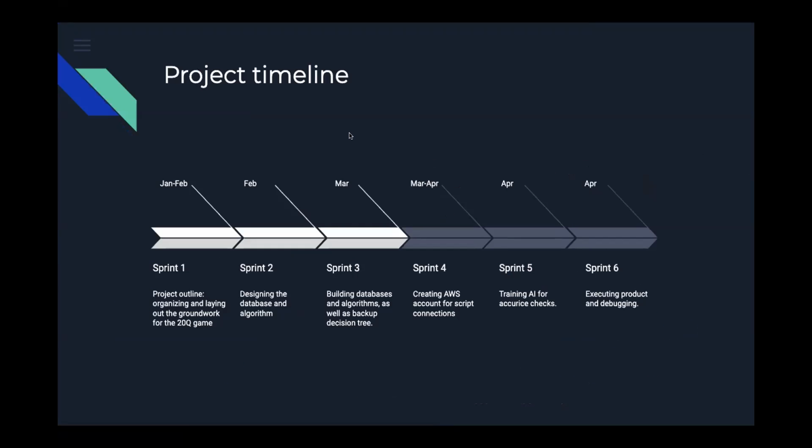This is a sample timeline of all the sprints, which is what we use to organize and make sure that we go through our project in a timely manner in the best possible way we could, starting off with just laying out the groundwork for the game itself, through steps of building the database and the algorithms, and then backing them up and creating an AWS account, which we'll explain further later in the presentation.